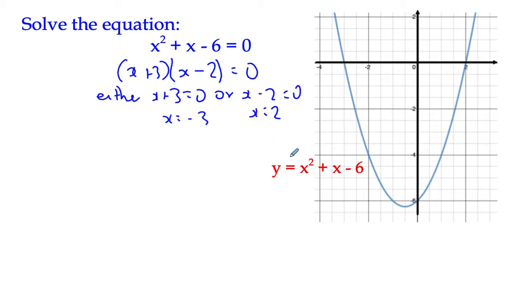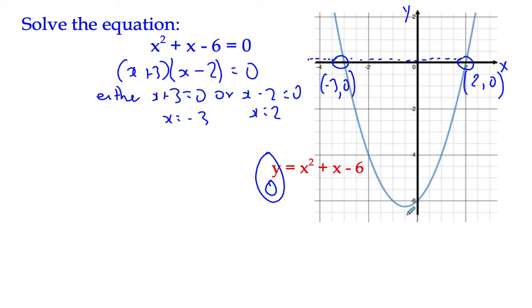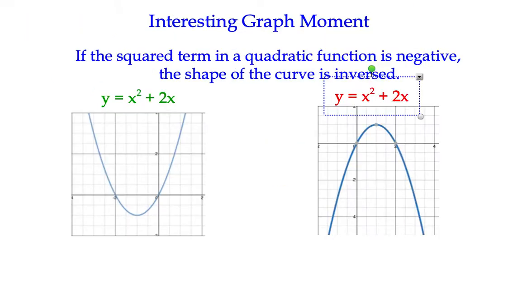Or we could just say, well, if we want 0 as our y coordinate, we just look at the curve where the y coordinate is 0, where all along the x-axis we're looking for points on the curve. Look, 2, 0 is on the curve, and also negative 3, 0 is on the curve. They both have a y coordinate of 0, and so they happen to be the values of x that make the y coordinate 0: x equals 2 and x equals negative 3. So we can solve quadratic equations graphically just by looking at the graph.